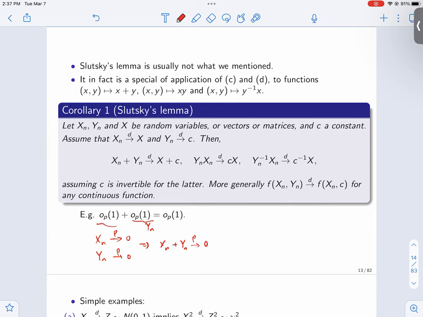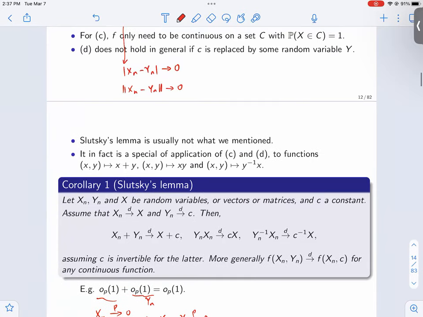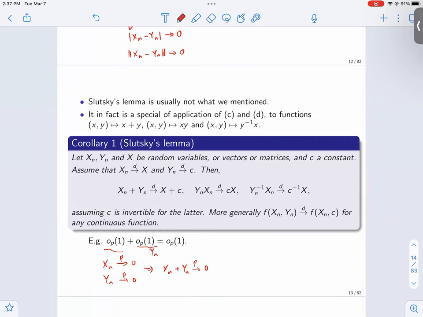So why is this a consequence of that? Since those are converging in probability to a constant, they're also converging in distribution. Right, that's the key point. Convergence in probability to a constant, I can just as well say convergence in distribution, and this is an instance of it. So xn converges in probability to zero, yn converges in probability to zero, then xn plus yn converges in probability to zero plus zero, which is zero. Okay, so that's an application, a special case of Slutsky.